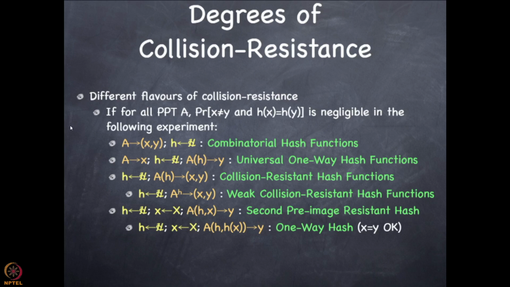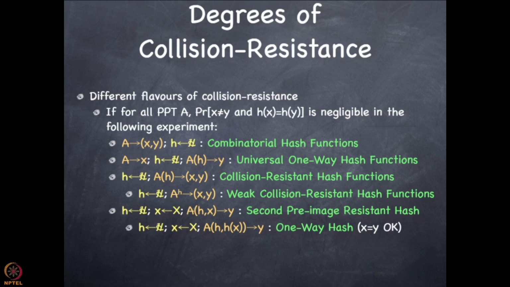The adversary has to first give me a pair x, y. And then I will pick a uniformly random hash function from my family. So this calligraphic H here is a hash function family, and this indicates that I'm drawing a hash function from the family. So the order of things is that first the adversary has to give me x, y. Then I pick a hash function. And then I check if your x, y has a collision.